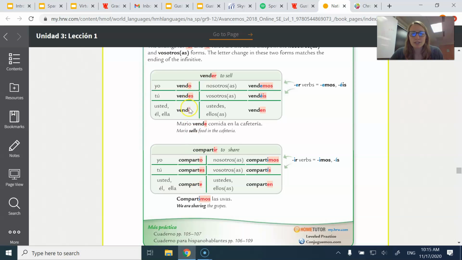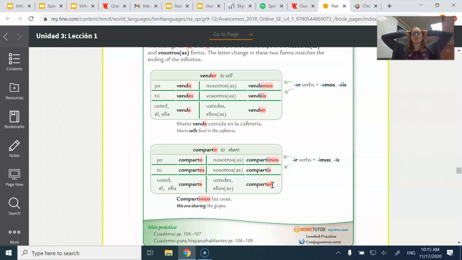Notice how these three endings are the same for ER and IR verbs. Then for nosotros and vosotros, that's where we have the change. So this is imos to match the IR and ís to match IR. Again, this is emos and éis to match our ER. Finally, comparten, these are going to be the same endings as well.